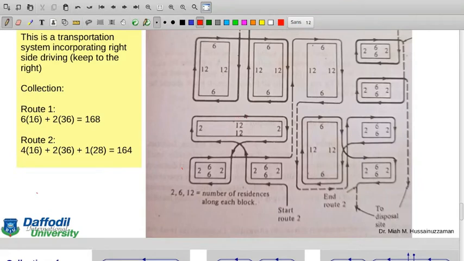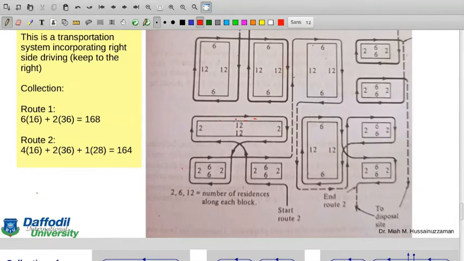So when they drive here, they collect waste from these 12 residences, from different locations. Two locations here, maybe six here, six here. So they drive like this and collect all the waste. And you can see there are lines with dashed line. That means they are driving through this road, but they are not collecting any waste. But when there is a solid line, that means they are collecting waste.